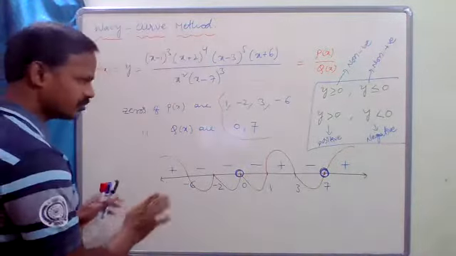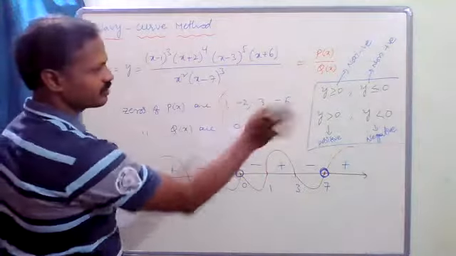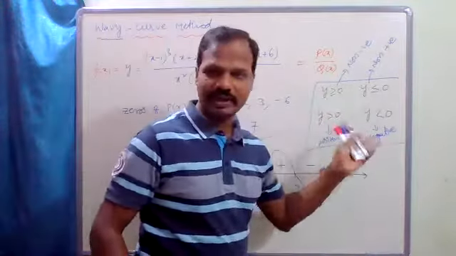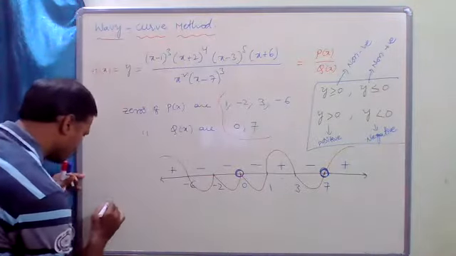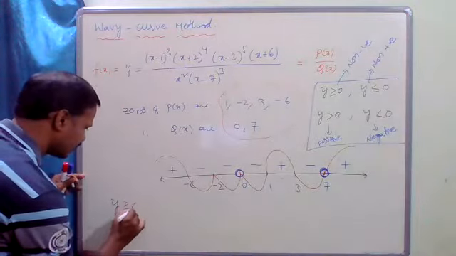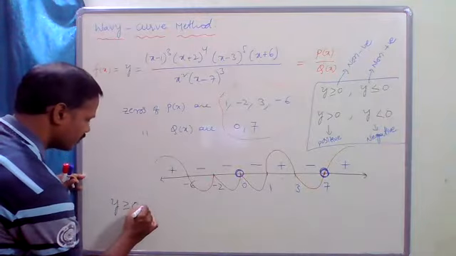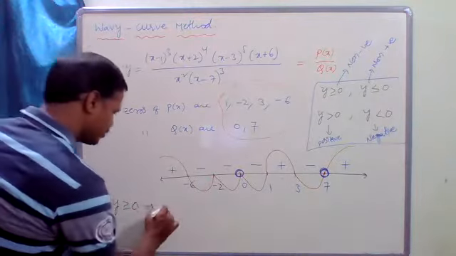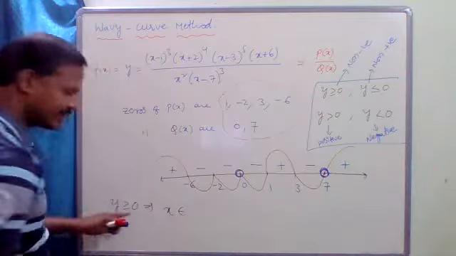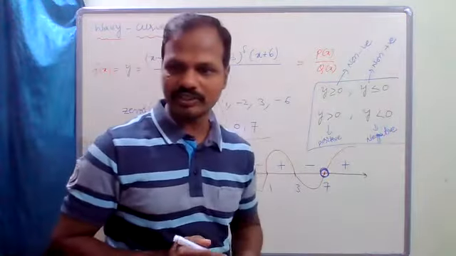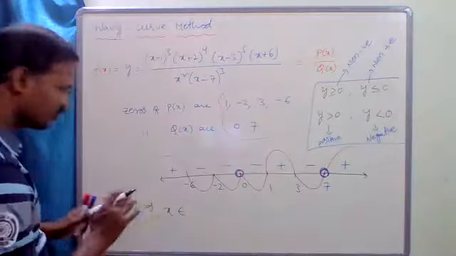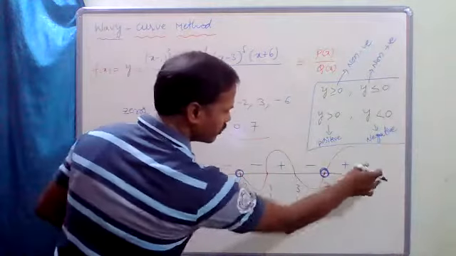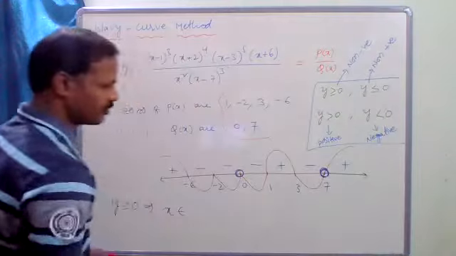Suppose I write y greater than or equal to 0. So x belongs to the region where the expression is greater than or equal to 0. First of all, you have to take the positive values. So where is it positive? 7 to the right side.